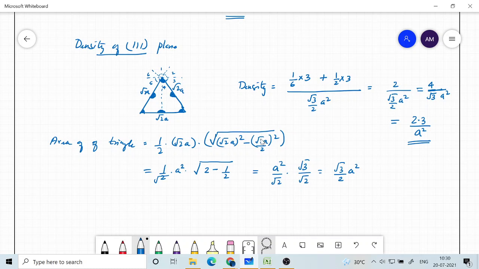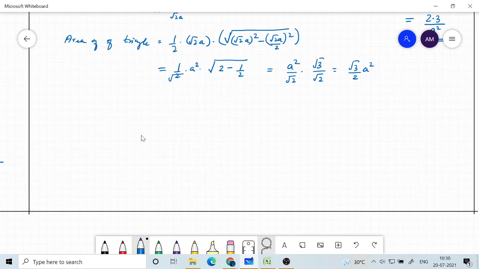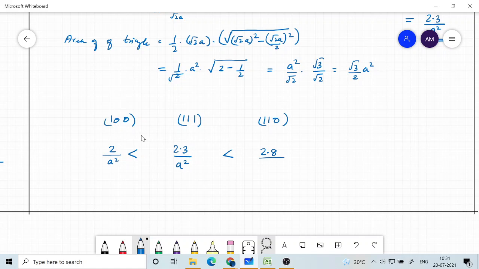Okay, now we have the surface density. So we had the 100 plane, surface density was 2 by a square, okay, which is less than the 111 plane, which is 2 by 3 a square, which is less than the 110 plane, which was 2.8. Some more digits may be there, but I'm just taking up to the first decimal place. Okay, so the surface density is higher here.